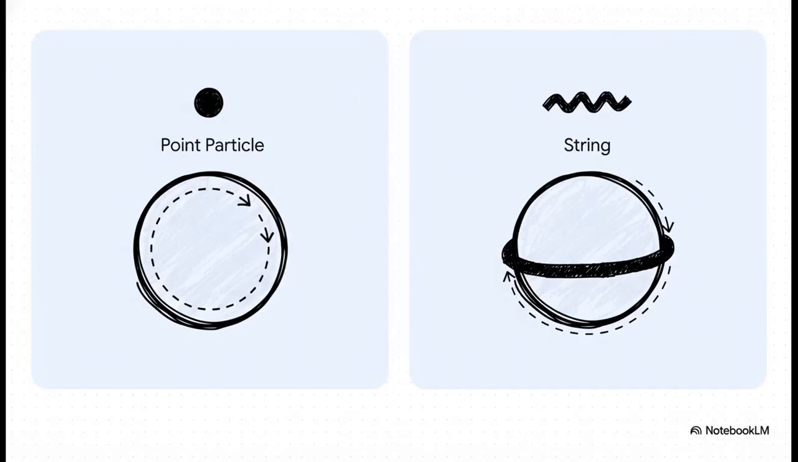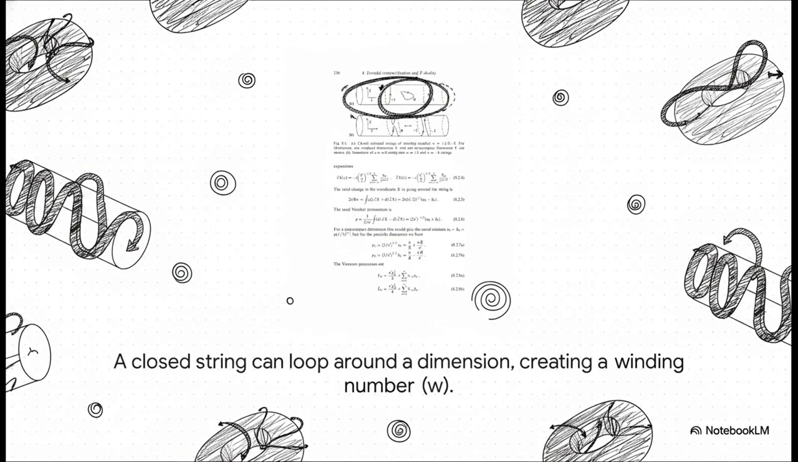A point particle can only move. It has momentum as it zips around that circle. A string, because it's an actual loop with physical length, can do that too. But it can also do something completely different. It can literally wrap itself around the entire dimension. We call this winding. A closed string can loop itself around the dimension once, twice, 100 times, any whole number really, and that number, how many times it's wrapped, becomes a new quantum property. We call it the winding number, and it's a physical state that's just completely impossible for a zero-dimensional point.